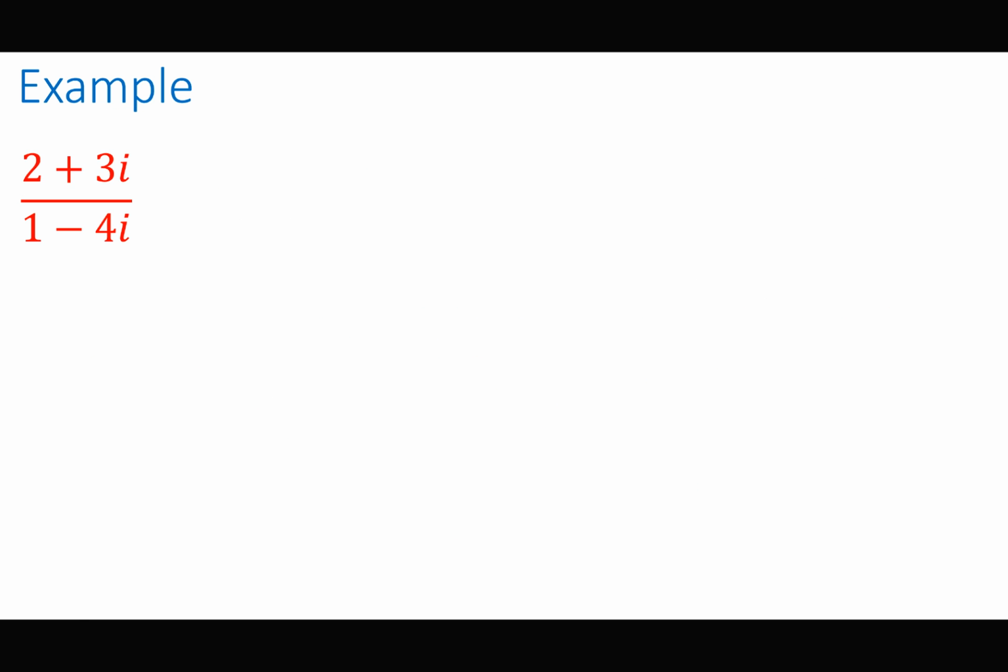Okay, this one, 2 plus 3i divided by 1 minus 4i. What am I going to multiply by? 1 plus 4i over 1 plus 4i. Okay, that is the complex conjugate of the denominator.